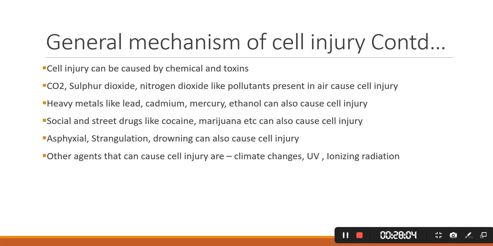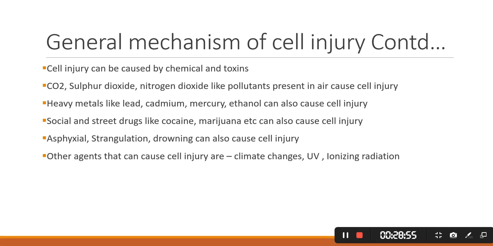What is the general mechanism? Now we are going back to cell injury. Remember the ischemic injury, hypoxic injury. Now what are the other ways that the cell can have injury? It can be by some chemicals or toxins. It can be gases like carbon dioxide, sulfur dioxide, nitrogen dioxide. All those pollutants in our air can also cause cell injury. Then there are heavy metals like lead, mercury, ethanol, cadmium. They can also cause cell injury. So all those people working in industries dealing with lead and such are supposed to take extra precautions. Why? Because the exposure to lead can cause cell injury, and due to the constant cell injury, the cells can undergo dysplasia, and later on they can also develop neoplastic features, right? So that is cell injury.